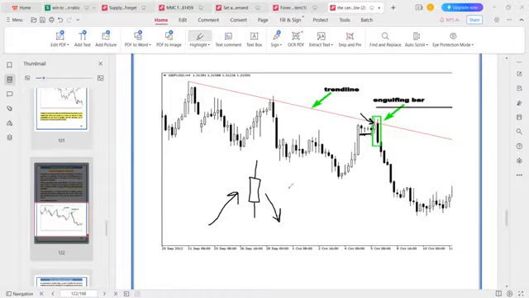I want you to back test this on H1. I want you to back test this on H4. I want you to back test this on the daily. I want you guys to prove me wrong. You just need to be familiar with the candle though, because sometimes you might spot one which is not. But usually when you see such a candle, price will reverse.